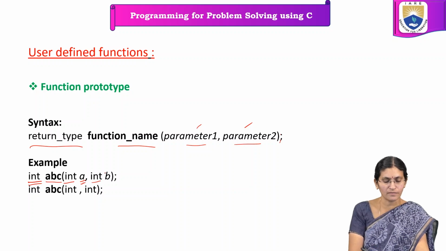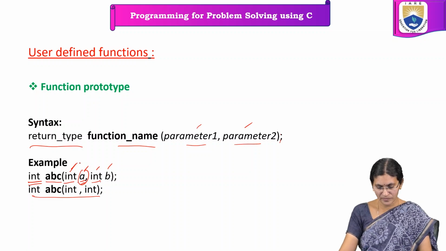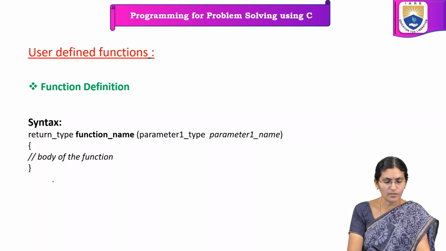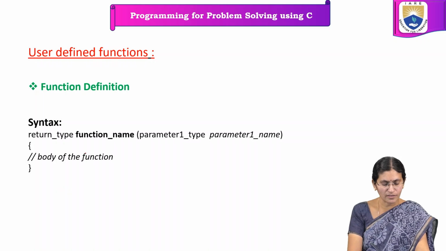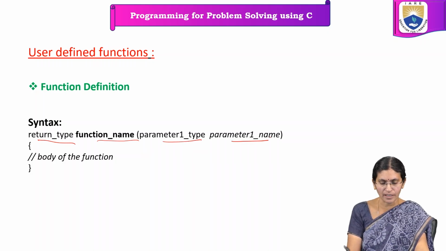If we have two parameters, then we need to have the data type and parameter name, the data type and parameter name. This is another example, or you can skip the name and directly write just the data type, which is also sufficient. Next is the function definition. These are the set of statements where we actually define the function for the purpose for which it has been written. The syntax is the return type, function name, then data type and parameter name.